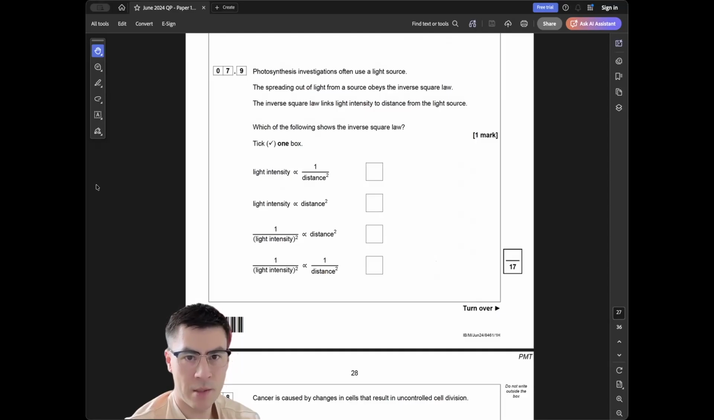7.9 Photosynthesis investigations often use a light source. The spreading out of light from a source obeys the inverse square law. The inverse square law links light intensity to the distance from the light source. Which of the following shows the inverse square law?